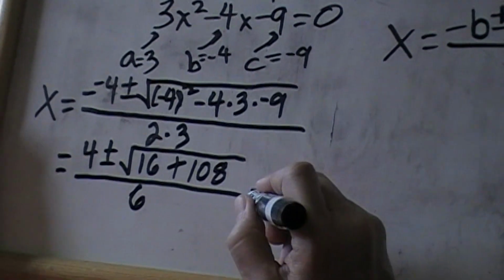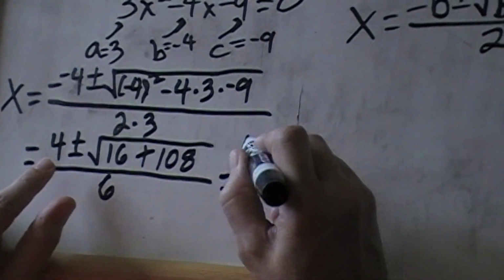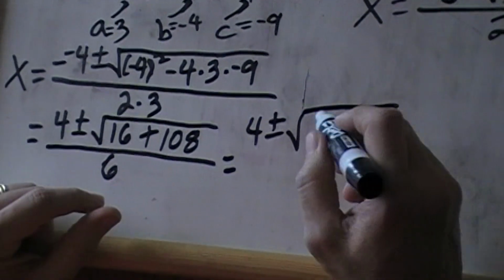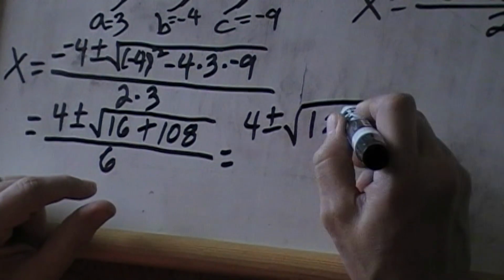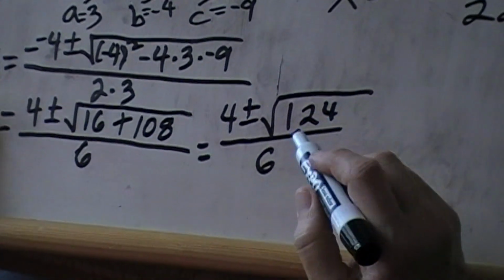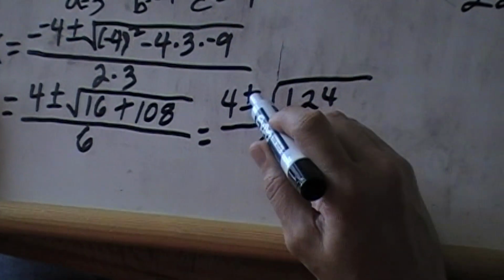So now I'm going to start coming across the bottom here. We still are simplifying. 4 plus or minus the square root of 16 plus 108 is 124, all over 6. But wait, we're not done yet. 124 will simplify because it's a square root.